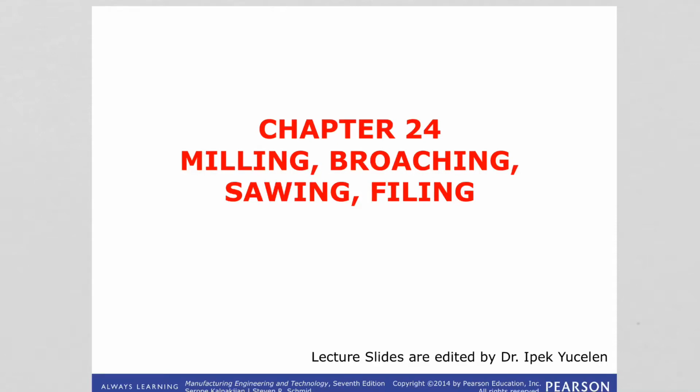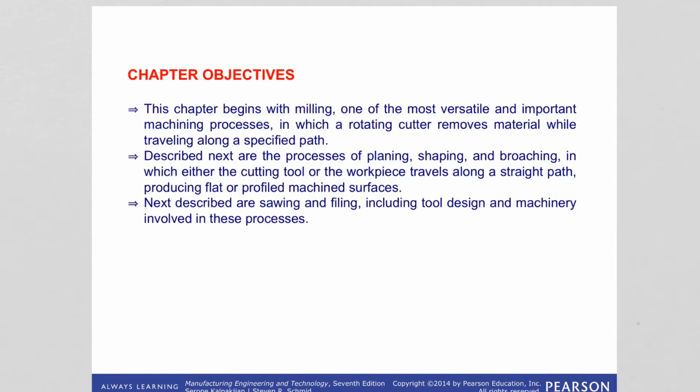Alright, in the next chapter, we're gonna learn about milling, broaching, sawing, and filing. First, we will talk about milling. It's a machining process in which a rotating cutter removes material while traveling along a specified path.